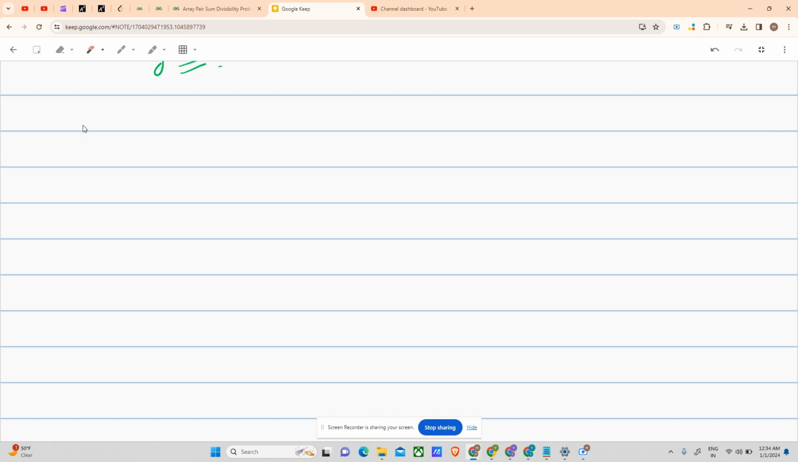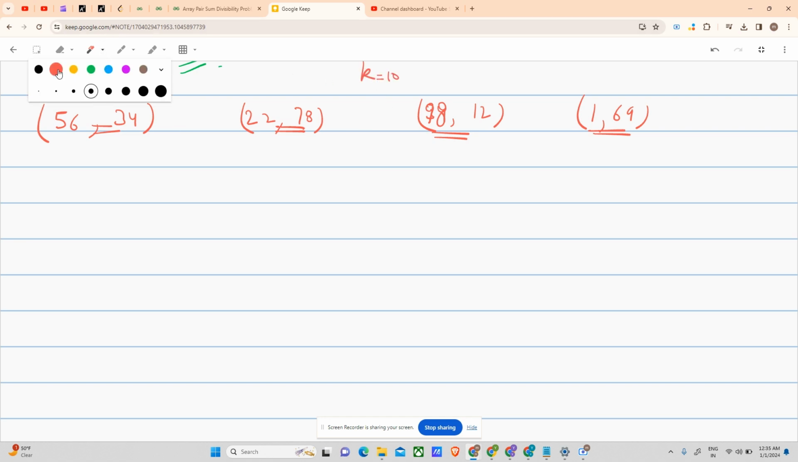So in the above section, you saw that 56 was paired up with 34, 22 was paired up with 78, sorry, not 34, 98 was paired up with 12, and 1 was paired up with 69. Our k value was 10. Okay. Now, if I ask you, what is common in all this? One is that the sum is divisible by 10.